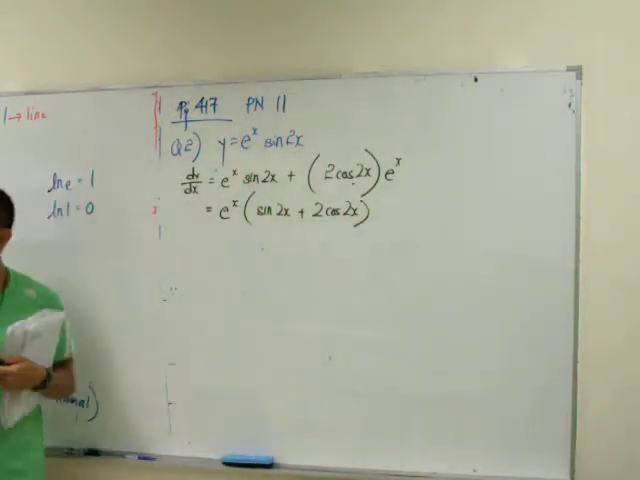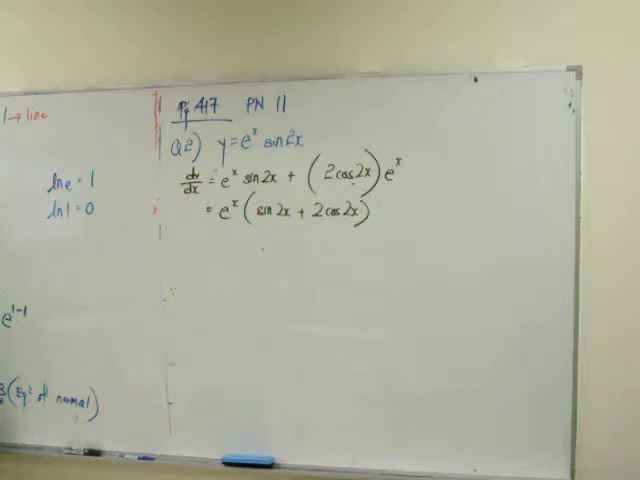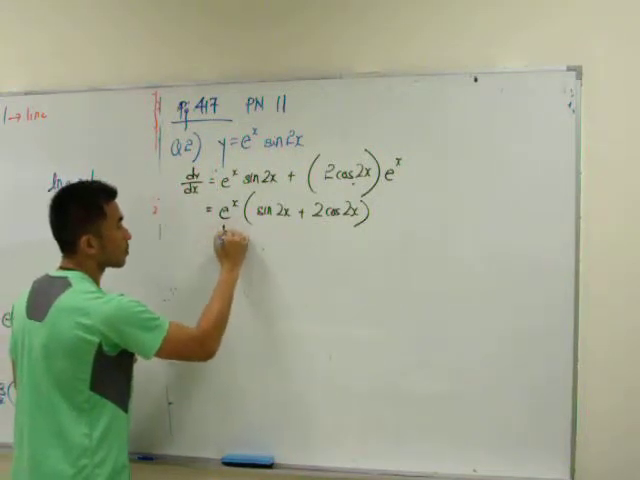Okay, now you will understand why Mr. Liu always insists on factorization. If we need to find stationary point, what must we do to dy/dx? Equate to 0.